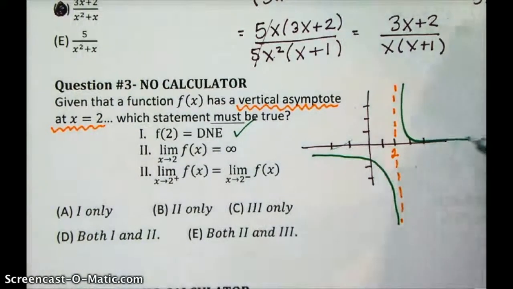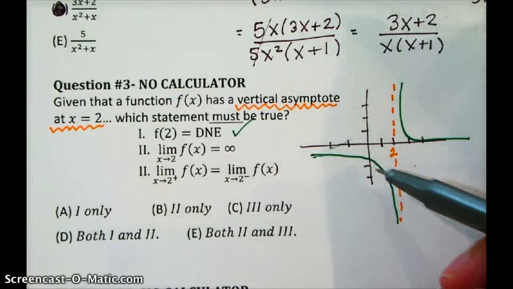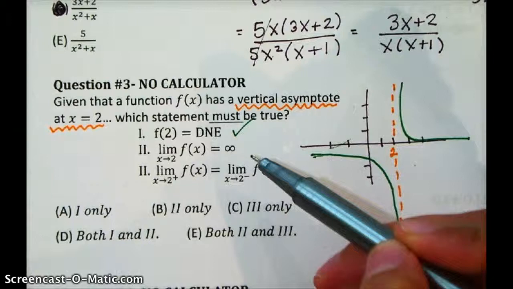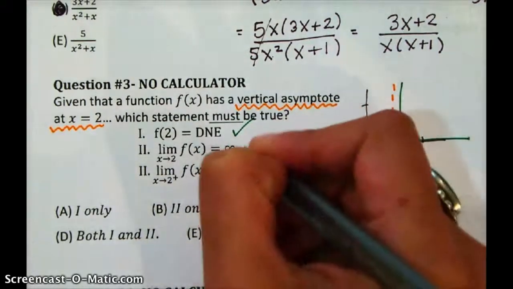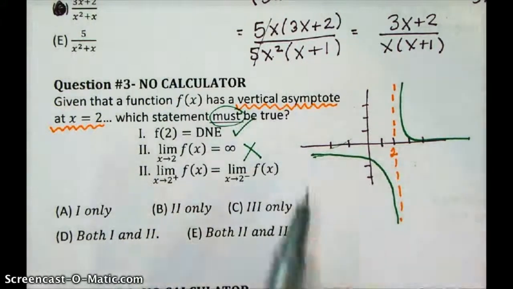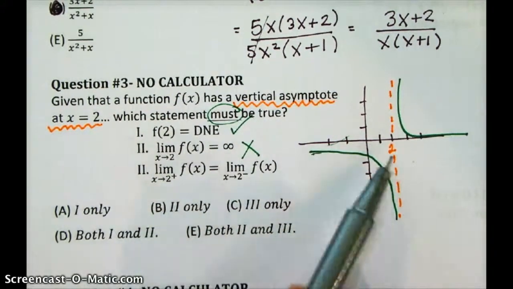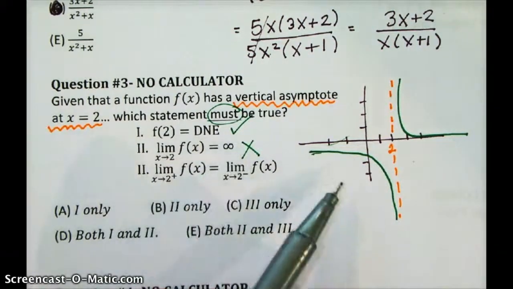Well, if I come from the right, it's true. But if I come from the left, as I get close to 2, the y values are going to negative infinity, not positive infinity. So this statement could be true, but it doesn't have to be true. And the question is saying which one must be true. Here I have a perfectly good graph with the vertical asymptote at 2. And for this graph, this limit doesn't exist. It doesn't equal positive infinity. It doesn't equal negative infinity.